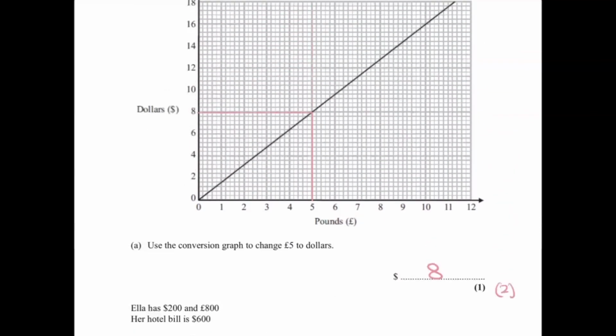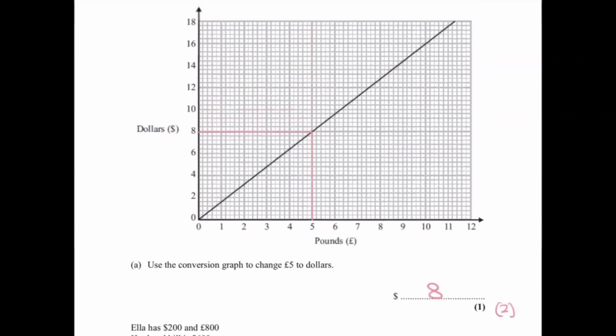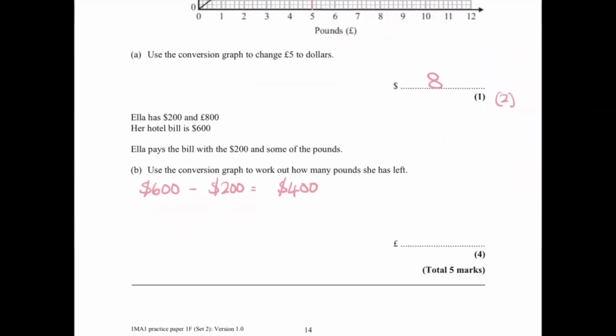Now, I could come up and start choosing some different positions here, but we do actually already have this information, which is going to help us solve it. So we don't need to make much more work. We know that $8 is equal to £5. So let's work out how many $8 are in our 400.